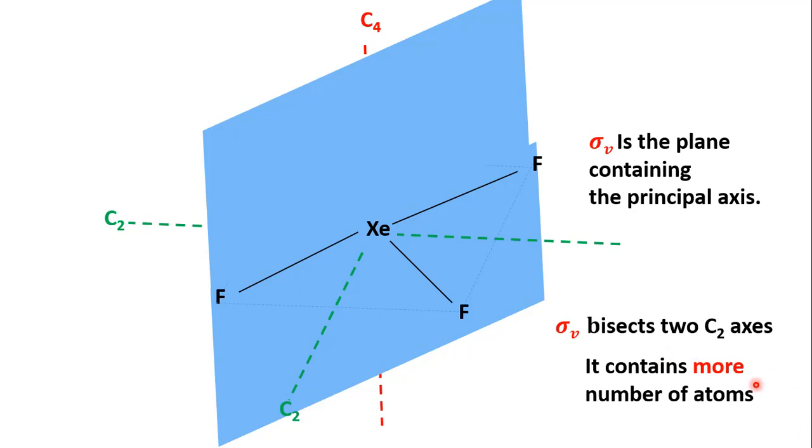It contains more number of atoms. It contains three atoms: fluorine, xenon and fluorine. That means we are going to come with an example where we are going to contain less number of atoms, lesser than 3. So there are two such sigma V planes in xenon tetrafluoride.